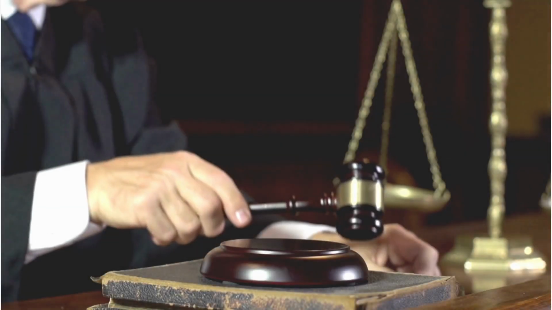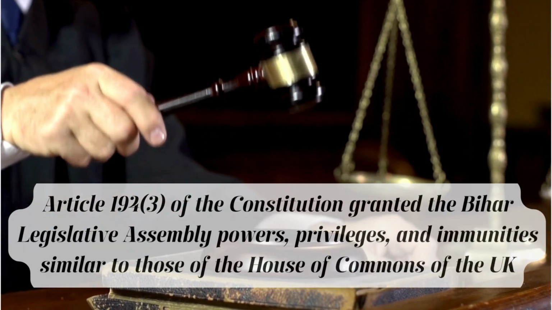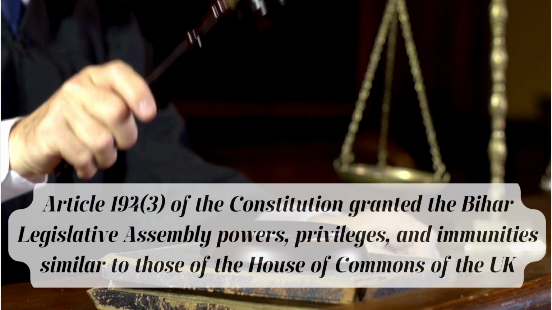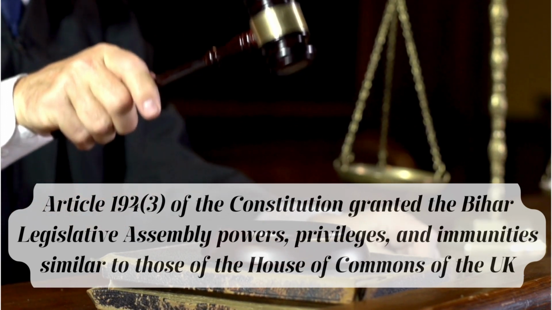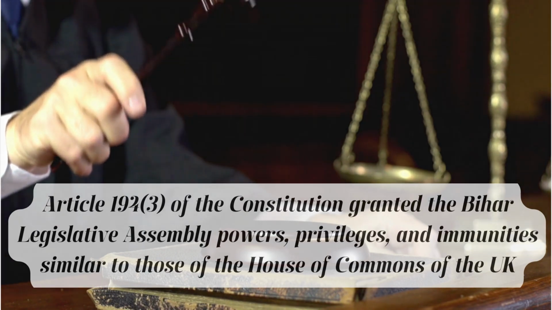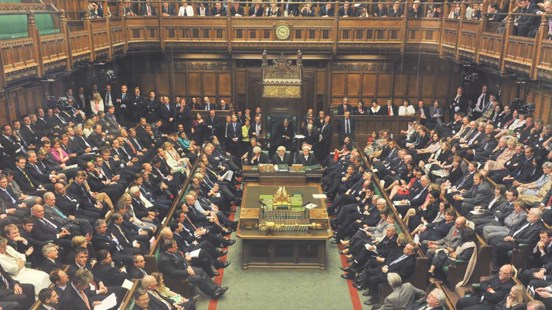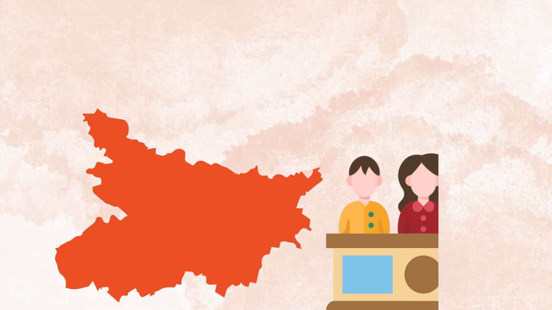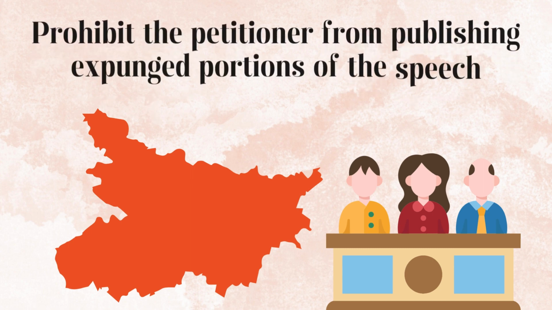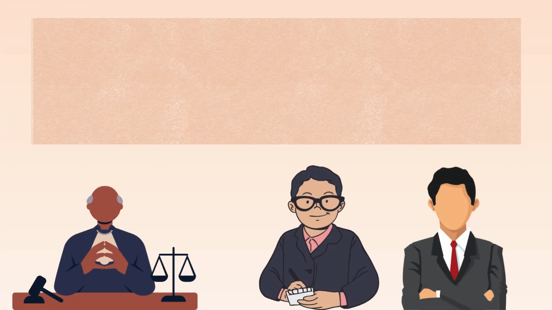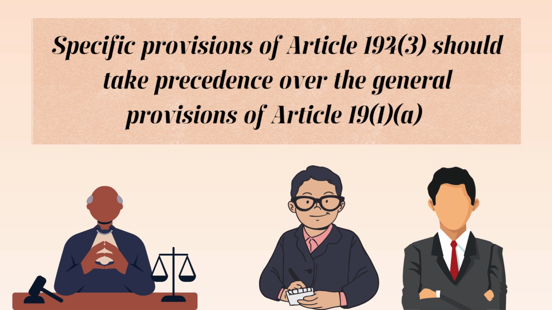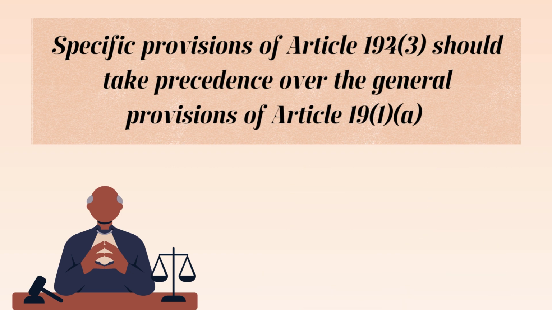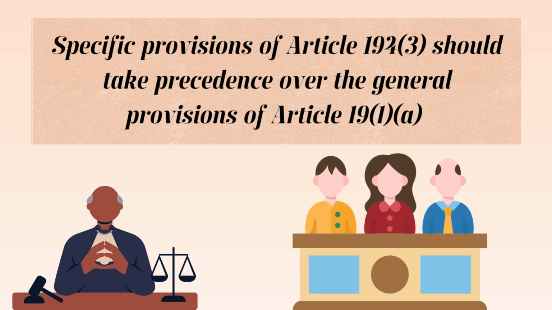The court held that Article 194(3) of the Constitution granted the Bihar Legislative Assembly powers, privileges and immunities similar to those of House of Commons of the United Kingdom. The House of Commons had historically asserted the right to control and prohibit the publications of debates and proceedings. The Bihar Assembly had a similar power to prohibit the petitioner from publishing expunged portion of the speech. The court, emphasizing the principle of harmonious construction, held that the specific provisions of Article 194(3) should take precedence over the general provisions of Article 19(1)(a) and upheld the Assembly's power to prohibit the publication of the deleted portions.